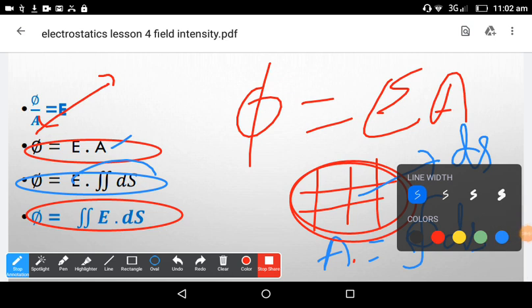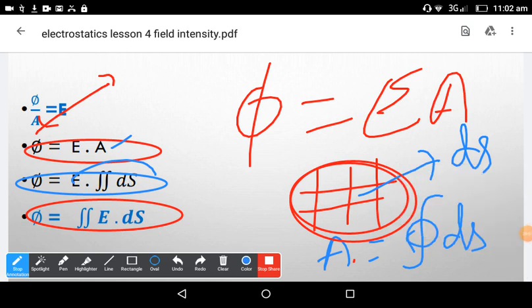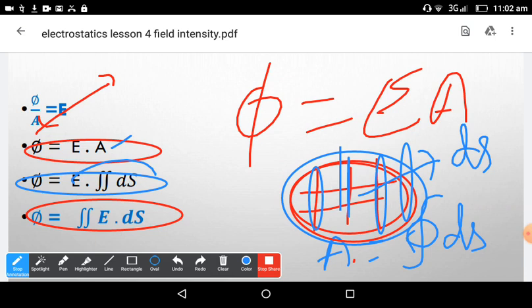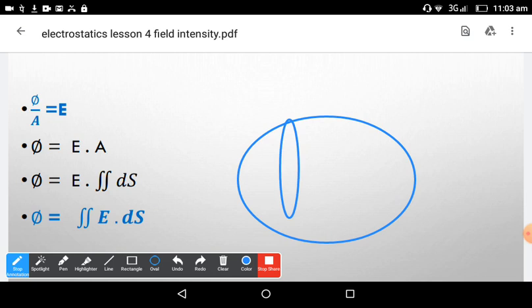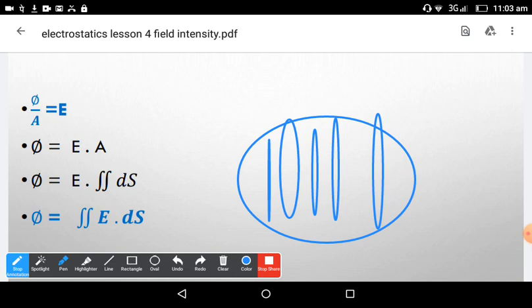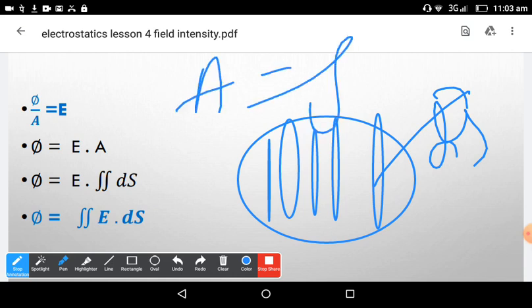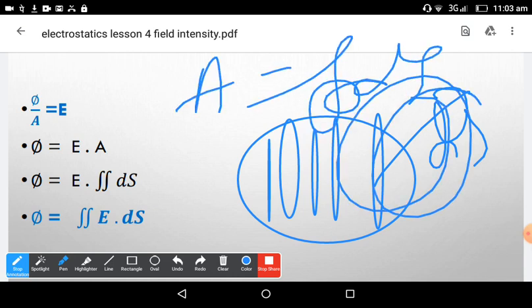Because electric lines of force are passing through the field. Electric lines are outward for positive charge and inward for negative charge. So this is the reason why electric field is always a vector. Whatever area you take here, we can divide it into small areas like this. Each small area is ds, and total area equals the surface integral of ds, but this is also a vector, as I said.